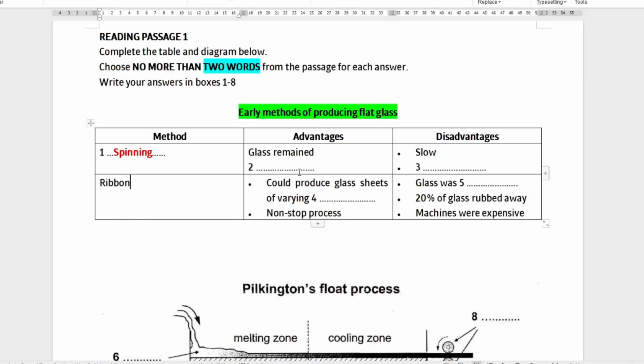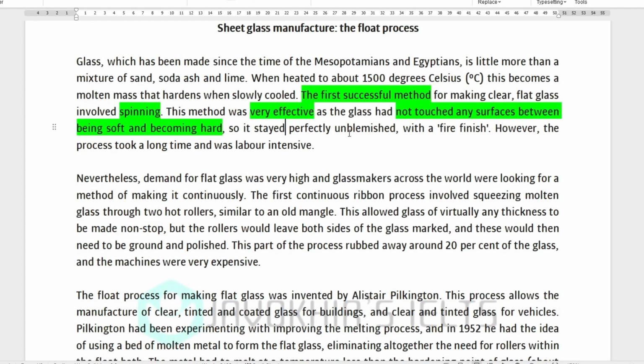The word unblemished means not spoiled, not touched, didn't have any problems. I just want to take that and highlight it as usual. Could produce glass sheets of varying something, non-stop process. So it's still unblemished with a fire finish. However, the process took a long time, and was labor intensive.